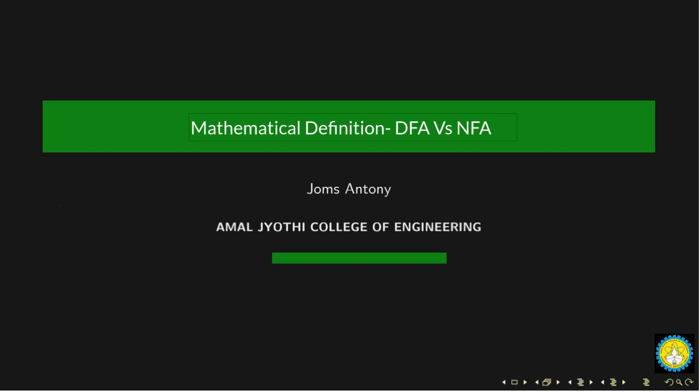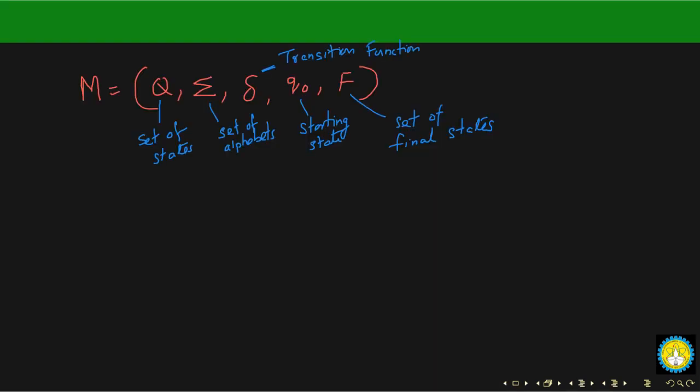So in this video, we will look at the mathematical definition of an NFA. We will also compare the mathematical definition of a DFA with an NFA. So we'll do a recap of the mathematical definition of a DFA, and we will also understand how the mathematical definition of an NFA is different from a DFA. So this is the mathematical definition of a DFA, which we have already seen, right?